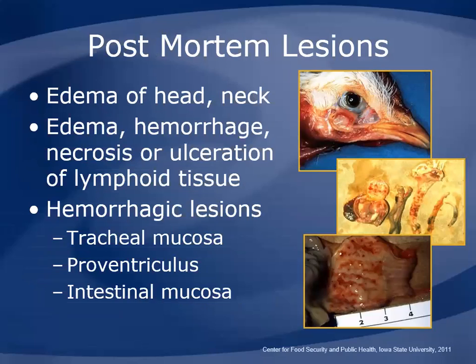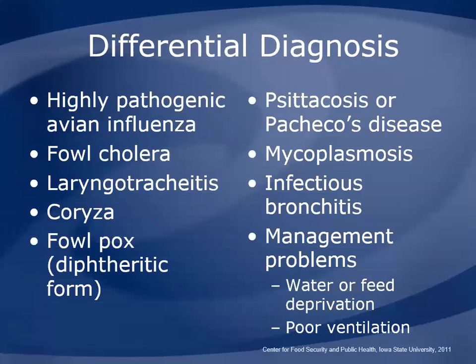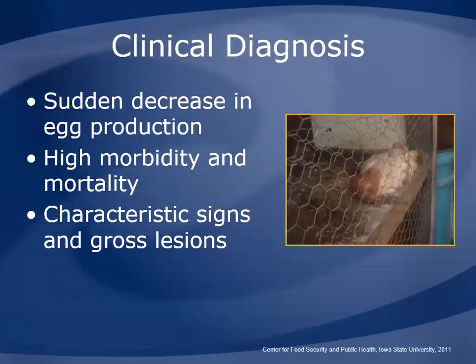Post-mortem lesions: we can see edema of the head and neck, hemorrhages, necrosis or ulceration of lymphoid tissues. Hemorrhagic lesions are present in the tracheal mucosa, ventriculus, and intestinal mucosa. So these three hemorrhagic lesions confirm that the disease is actually Newcastle disease. We can differentiate it from other diseases, but at this stage it's not necessary.